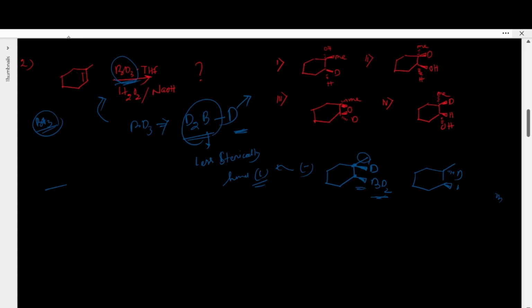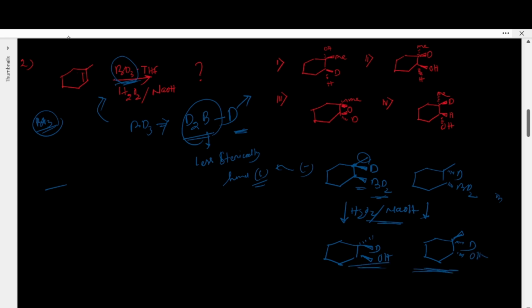Sorry, down the plane, right? So after that we have to add H2O2 NaOH in both the substrates. Then what will form? So what happened after addition of H2O2 NaOH? The BD2 converted to hydroxide. Here it is, methyl is above the plane. So either one of these is your answer.